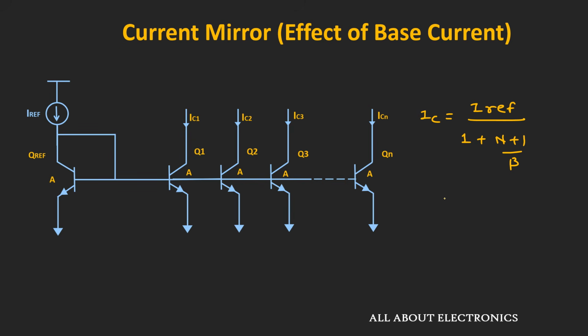For example, if the value of beta is 100 and the value of n is also 100, in that case there will be a considerable amount of error in the approximation. And in fact, the value of this collector current is almost half of this reference current. So it shows that even though with the current mirror we can make copies of this reference current, we cannot increase the value of n indefinitely. But there are ways by which the performance of the current mirror can be improved.